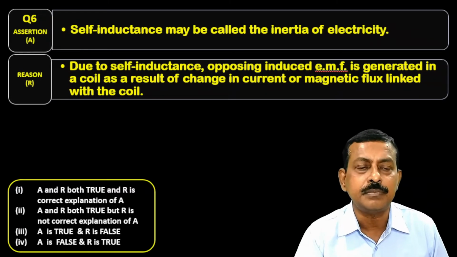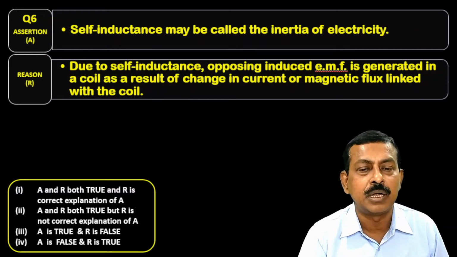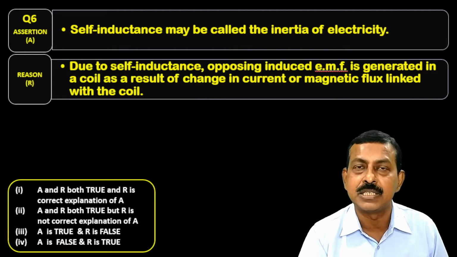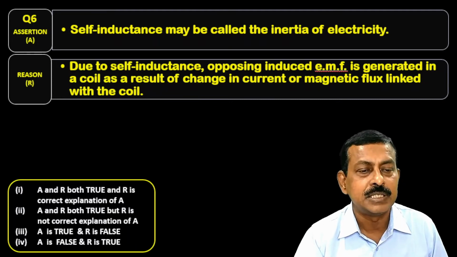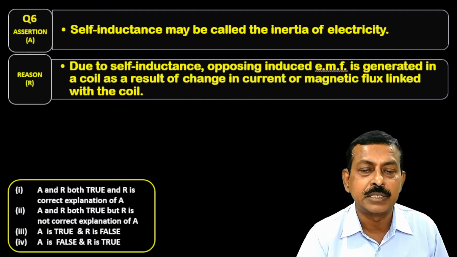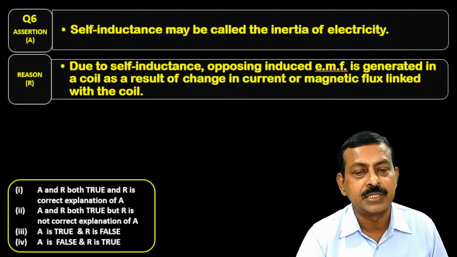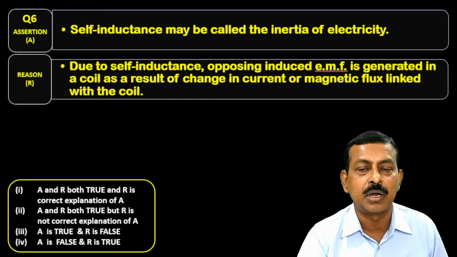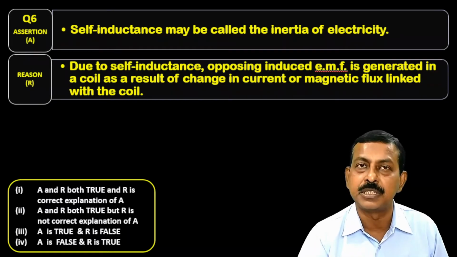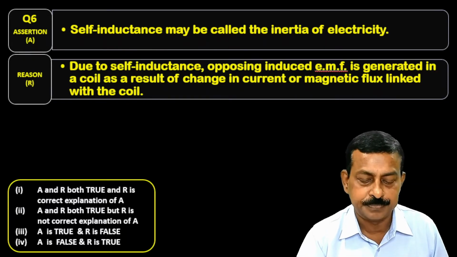Next, self-inductance may be called the inertia of electricity. And the reason is given: due to self-inductance, opposing induced e.m.f is generated in a coil as a result of the change in current or magnetic flux linked with the coil.